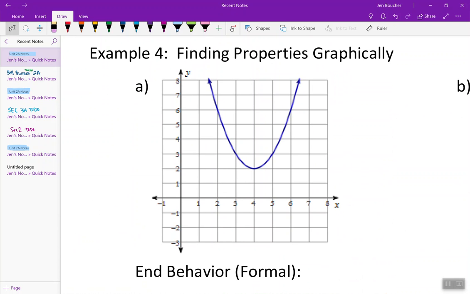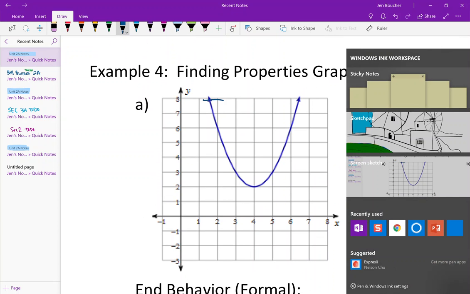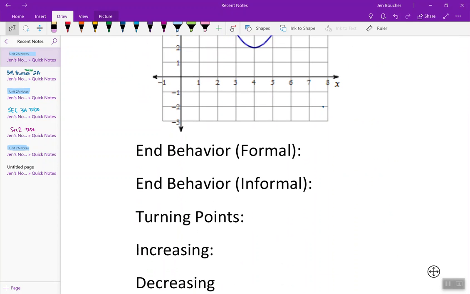Here's our picture. So this is looking at the ends. Come on, sweetie, what's happening here? Hello, where are you? I don't want that. Okay, this is an up and up. So fill that in.